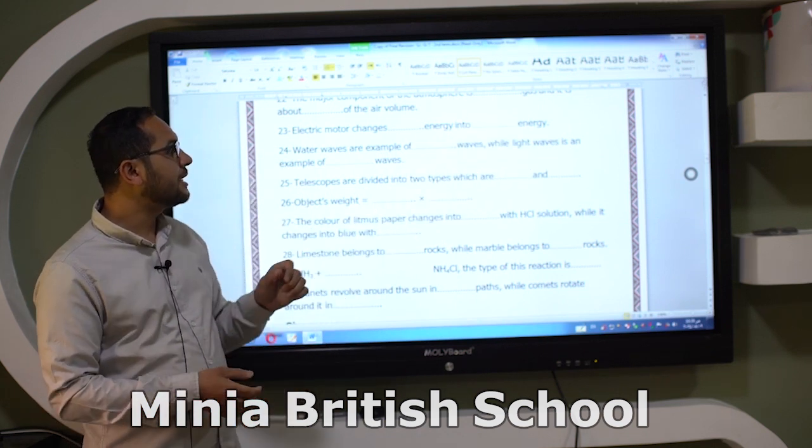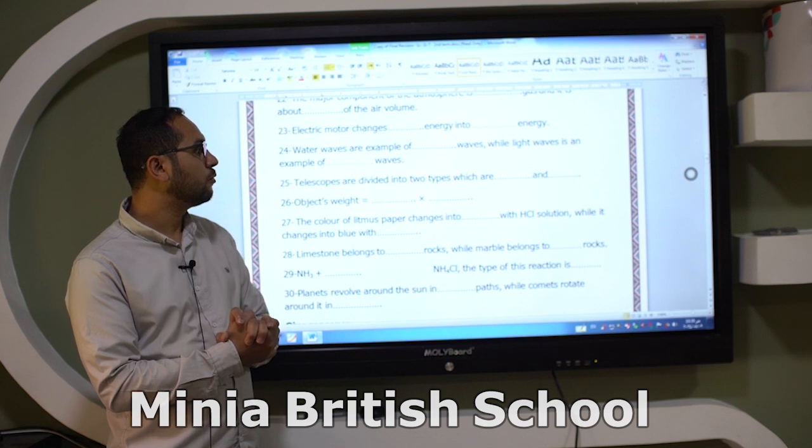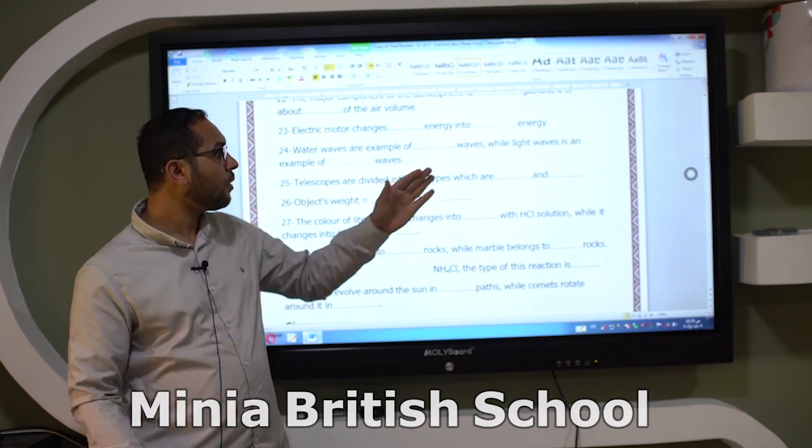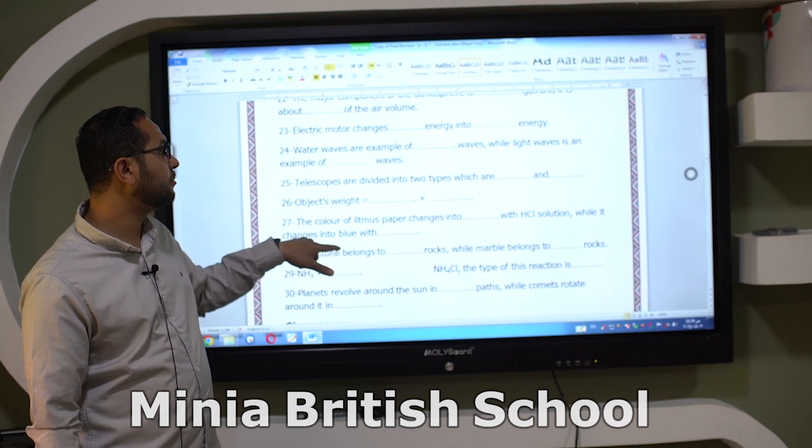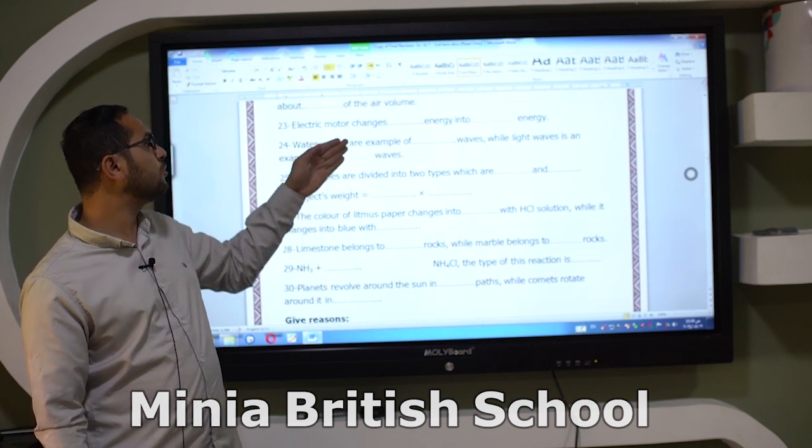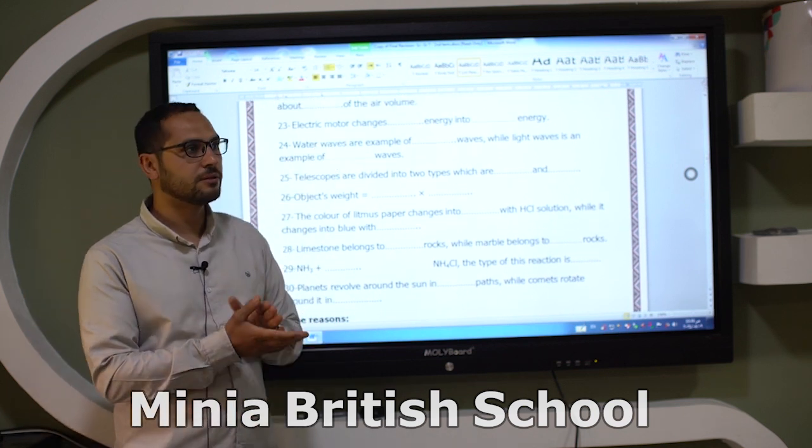Water waves are examples of wave motion, while light waves are an example of electromagnetic waves. We can say water waves are an example of mechanical waves.